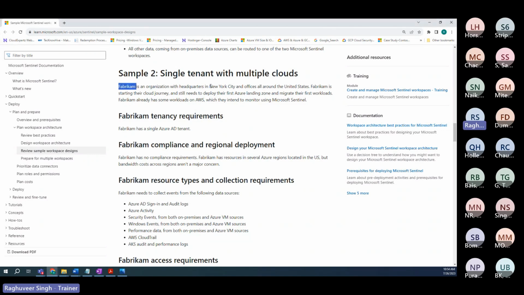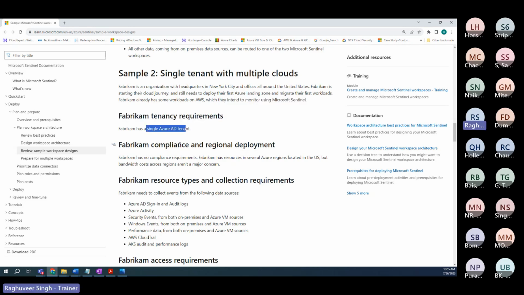It is an organization with headquarters in New York and offices all around the United States. So you can see they are only present in the US, and they are starting their cloud journey and still need to deploy their first Azure landing zone and migrate their first workloads. They already have some workloads on AWS, which they intend to monitor using Microsoft Sentinel. They want to use Microsoft Sentinel for AWS also, instead of using Amazon GuardDuty and Amazon Detective, which are the equivalent of Sentinel in AWS.